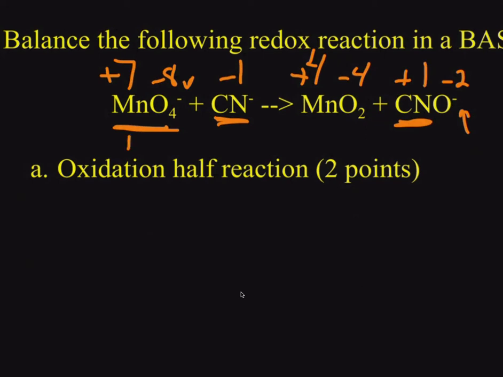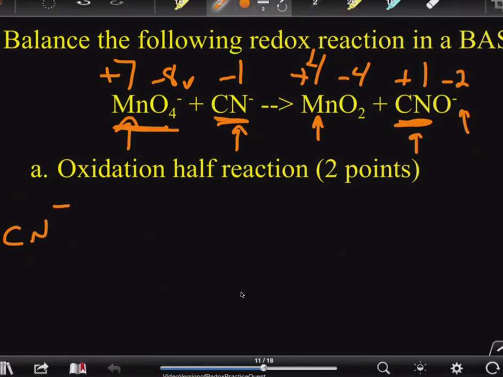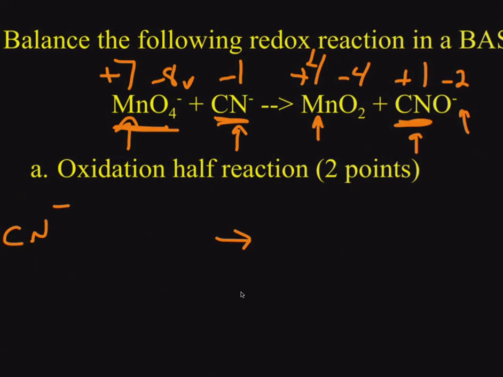So we can see that the manganese has gone from +7 to +4, so its oxidation number has gone down. That means it has been reduced. Whereas the cyanide has gone from -1 to +1, it has gone up by 2, so the cyanide is the species that's been oxidized. The CN yields this species over here.